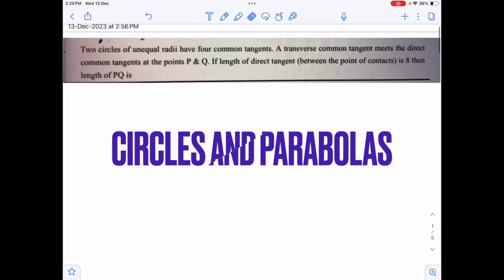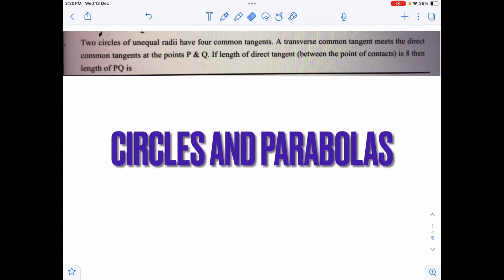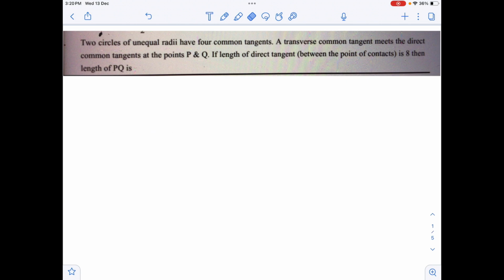With the first question. It goes like this. Two circles of unequal radius have four common tangents. The transverse common tangent meets the direct common tangent at the points P and Q. If the length of the direct common tangent between the points of contact is 8, what is the length of PQ?